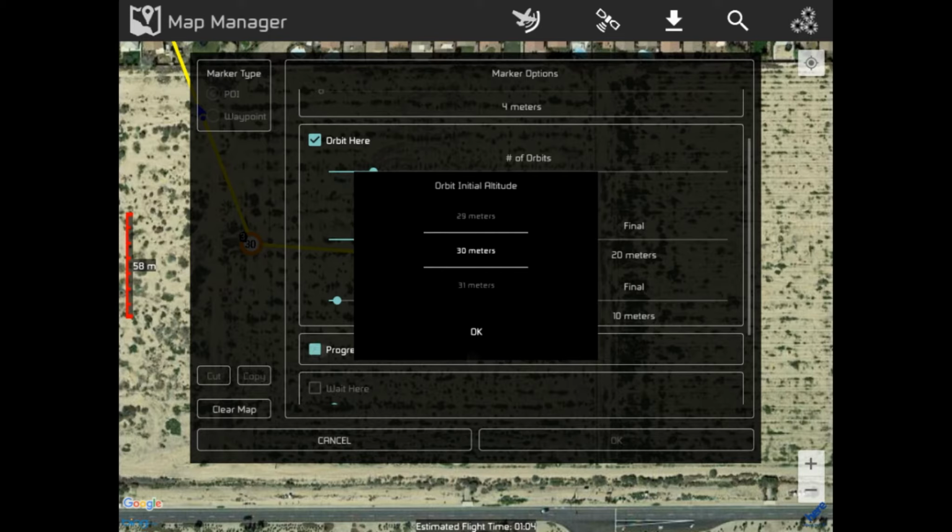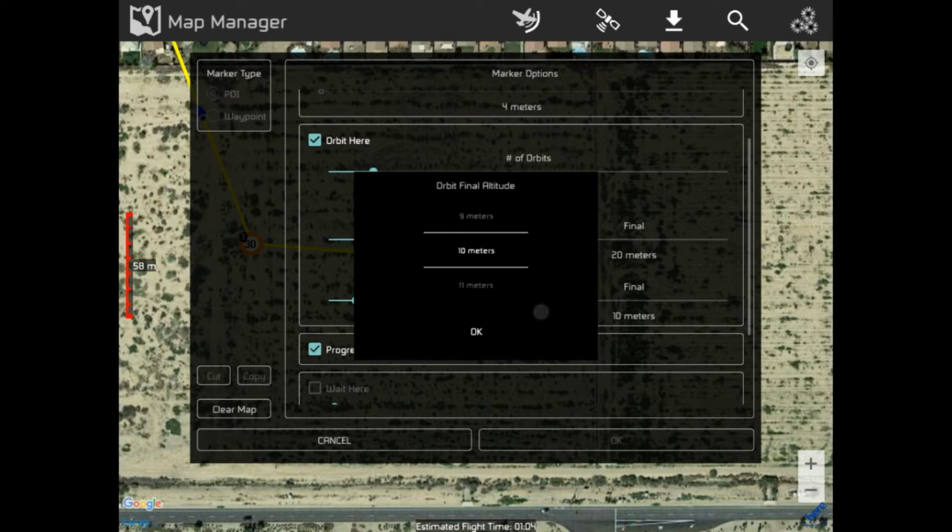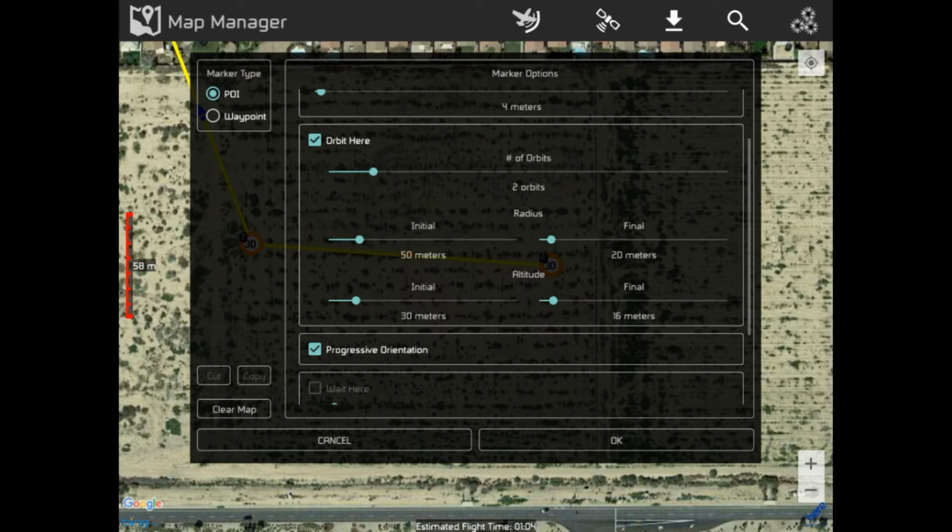Okay. So we're going to start at 30 meters, and then we're going to finish at, 10 meters would be about 30 feet, but I want to go a little higher than that. So let's just go to about 20 meters, okay? Or what does it say, 16 meters? Okay, well, what we'll do is we'll get ourselves back up to altitude when we're through.